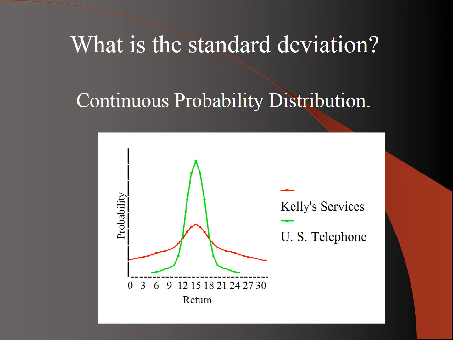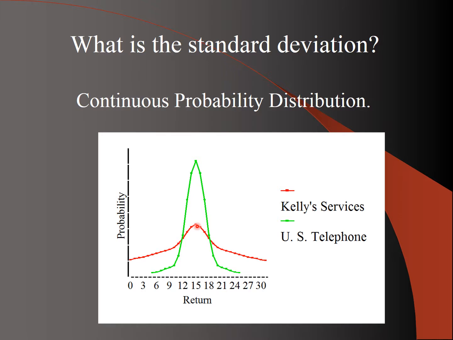Well, it's easier to explain a standard deviation if we look at a continuous probability distribution rather than a discrete probability distribution. If I were to create a continuous probability distribution for Kelly Services and U.S. Telephone, they would probably look like this. Remember, both of them had a 15% expected rate of return, so both of them are going to peak right at 15%. But Kelly Services, if you remember, had a large range of possible outcomes.